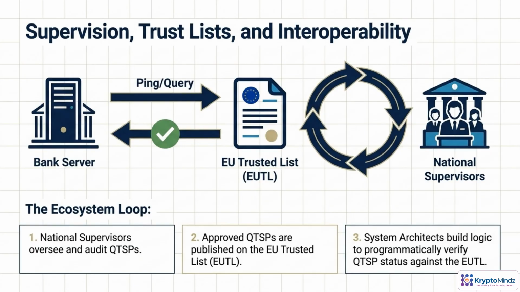eIDAS doesn't work on blind trust. It works on supervised trust. National supervisors regularly audit trust service providers. When a provider meets the qualified requirements, it's added to the official EU trusted list. Your bank systems then rely on that list, not on individual contracts or assumptions. As an architect, your job is to wire in automatic checks against the list, so every certificate and signature is validated against up-to-date, regulated information.